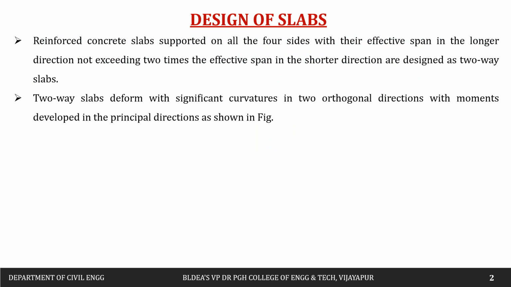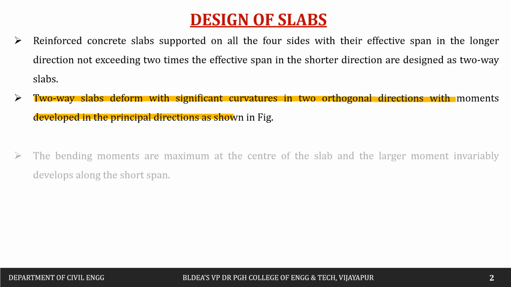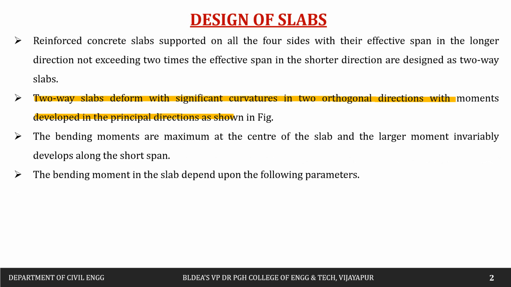Next, the behavior of the two-way slab is such that it is going to bend in both directions. A two-way slab deforms with significant curvature in two orthogonal directions, with moments developed in the principal directions, as shown in the figure. Next, I'll show you the figure. In that figure, you can see the bending has happened in both directions. The bending moments are maximum at the center of the slab, and the larger moment is developed along the shorter span.